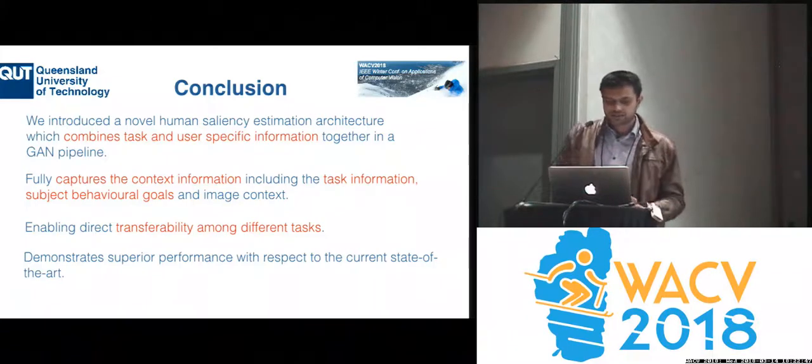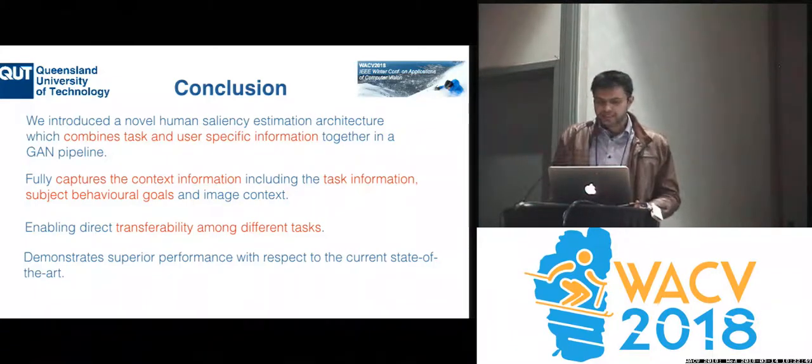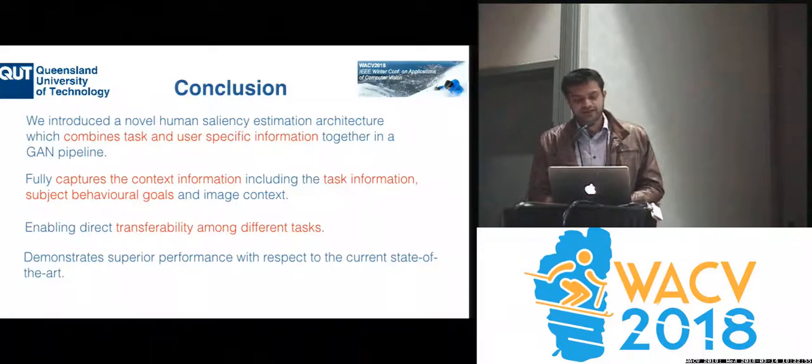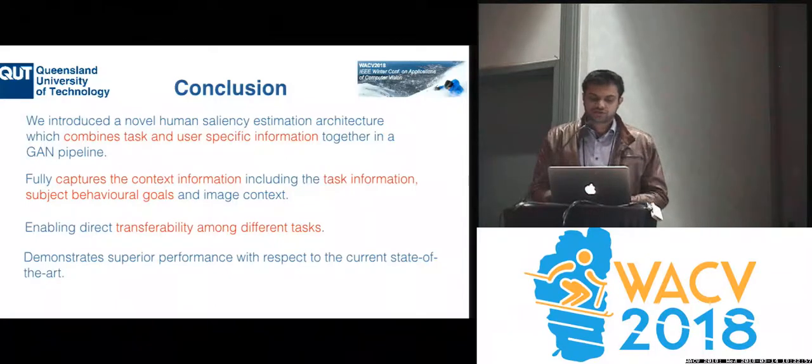And so in order to conclude, what we introduce here is a method to combine task-specific and user-specific information into the generic GAN pipeline. And we were able to fully capture the context information, including task-specific and subject behavioral patterns. This proposed method enables direct transferability among different tasks rather than fine-tuning individual networks for different tasks. And also with two public benchmarks, we demonstrated that we are capable of outperforming the state of the art.